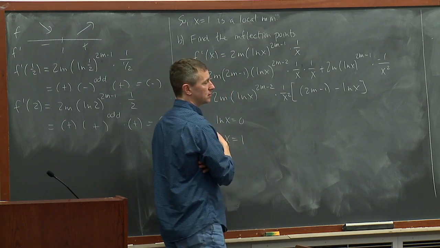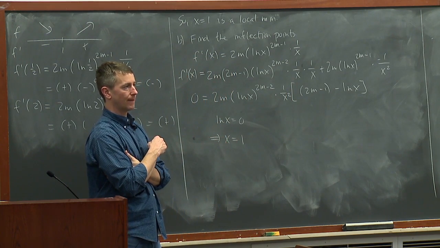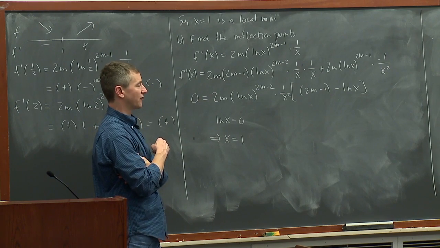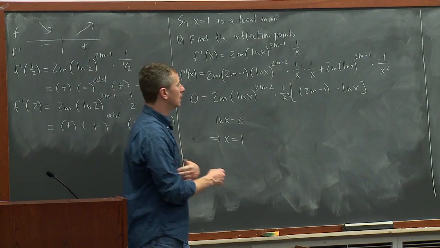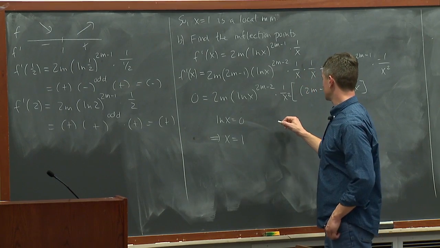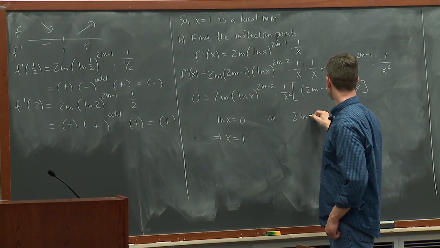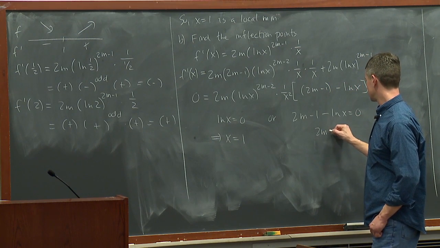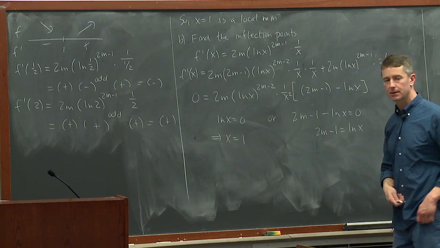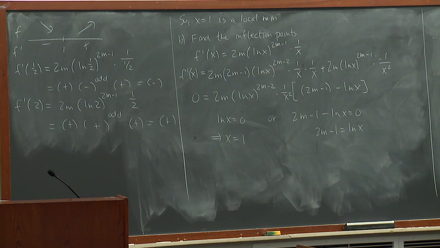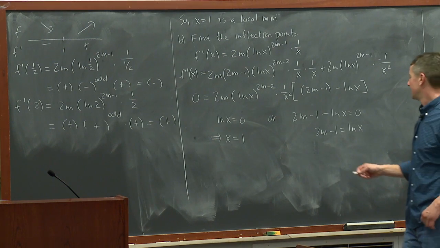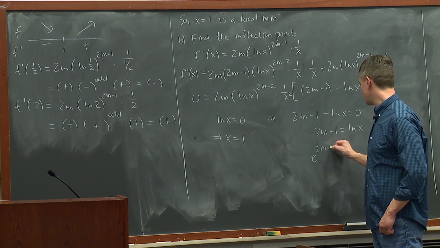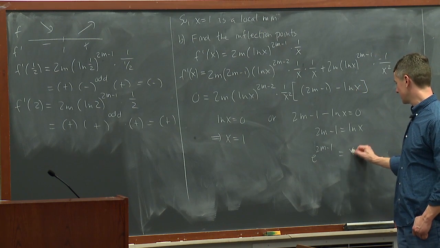Can 1 over x squared be 0? Cannot be 0, because fractions are only 0 if their numerator is 0. So all that's left is to set this to 0, or 2m minus 1 minus ln of x equals 0, which is like saying 2m minus 1 equals ln of x. And how do we solve an equation with an ln in it? Exponentiate, right? Back to the second week. E to the 2m minus 1 equals e to the ln of x, which is x.